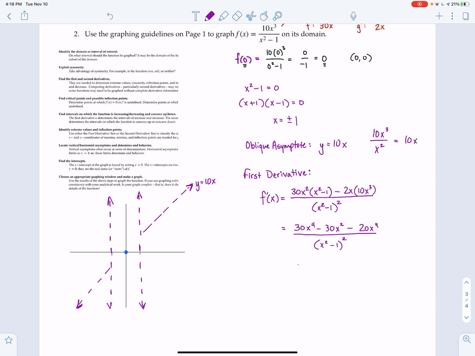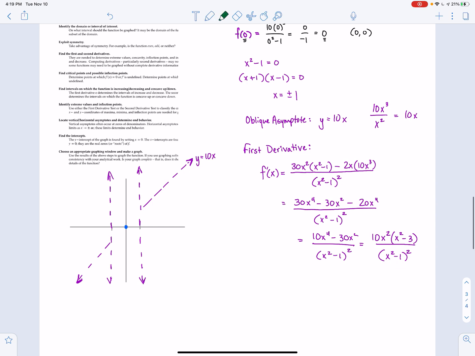Awesome. And so what we end up with here is (10x^4 - 30x^2) over (x^2 - 1)^2. And we can factor out the top. Apologies for the super involved algebra here, but this does give us a pretty good opportunity to identify some critical points, because critical points are usually involved when the first derivative is equal to 0.